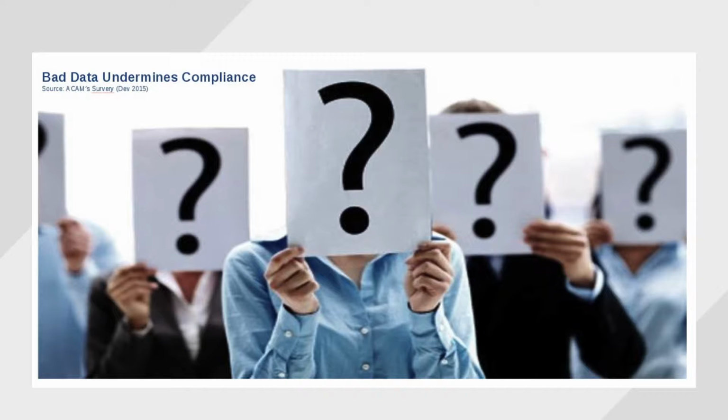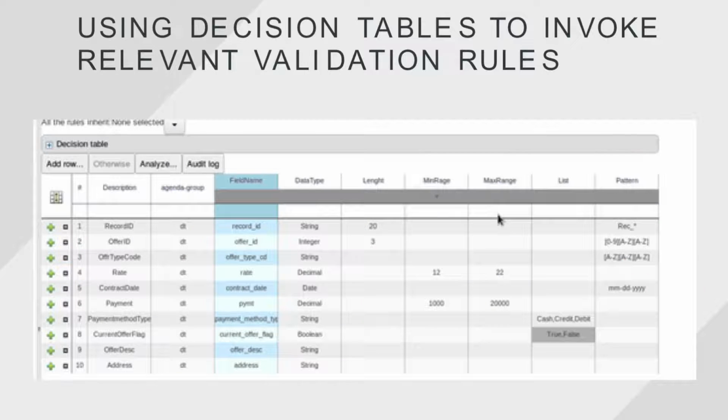Again, good data is really important. Bad data is bad for compliance and bad when you're trying to make a real-time offer to your customer. So data is key. For that, we again made use of decision tables. If you look at this decision table, the field is called record ID, its type is string, length is 20, and it has a pattern that it starts with REC. These kinds of data quality rules we were able to write in decision tables, and the business users were able to write these rules.